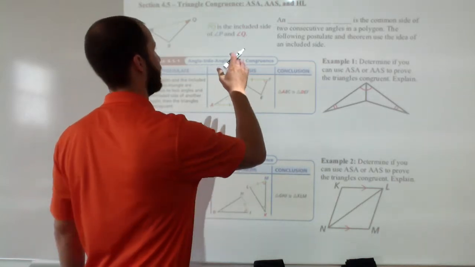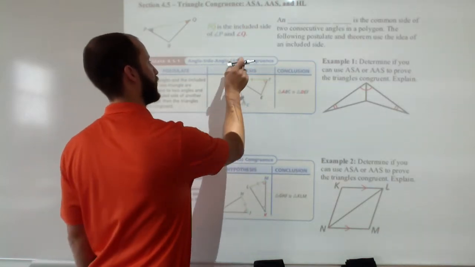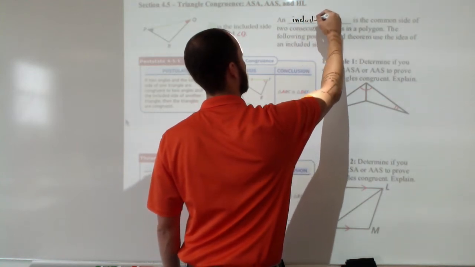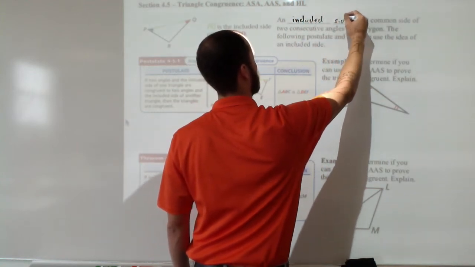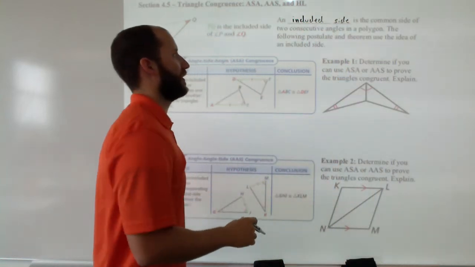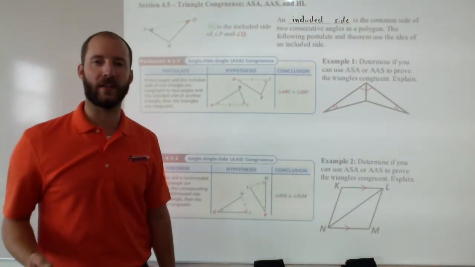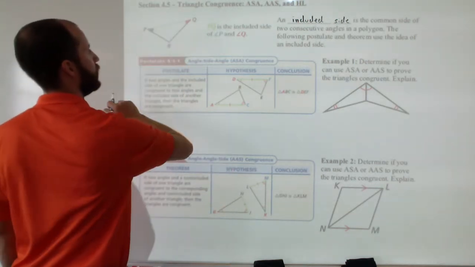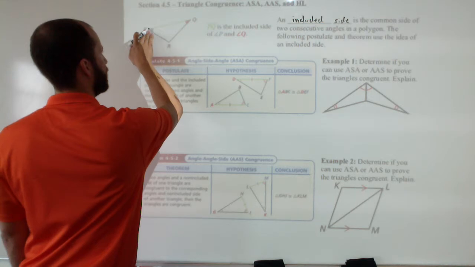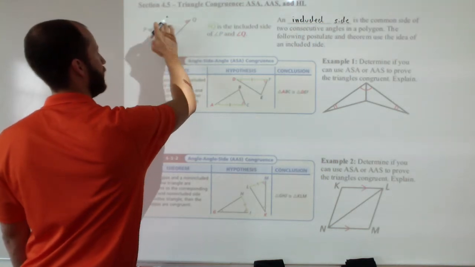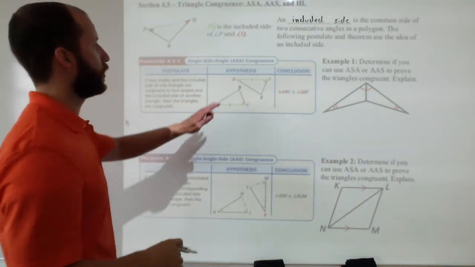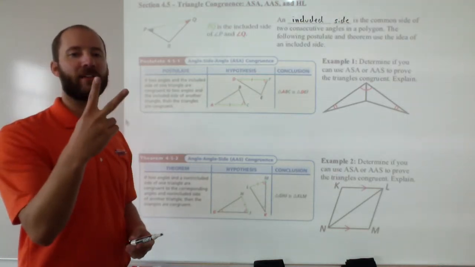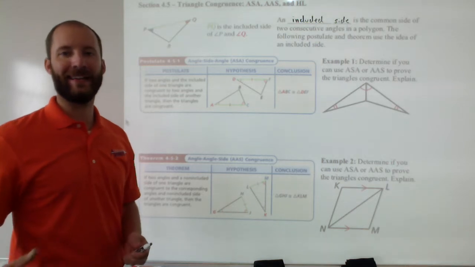Starting with a similar idea to side angle side, we have angle side angle. We can look at an included side. The included side is the common side of two consecutive angles, so the side between two angles. Line segment PQ is included because it's between angles P and Q. So we have angle side angle congruence, if you have two angles and then a side in between them.